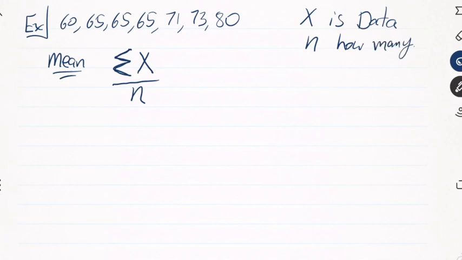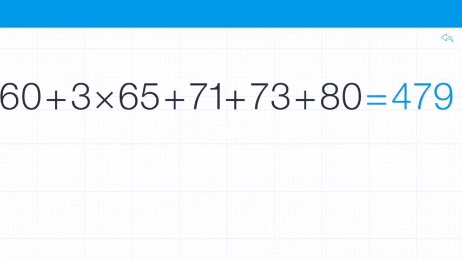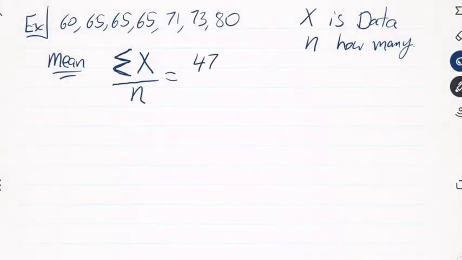Okay. So I just need to add up all these numbers. I wrote them all out because I couldn't keep them all in my head. So 60, and notice I did 3 times 65 instead of doing 65 plus 65 plus 65, which is fine, but this makes it a little shorter. Plus a 71, plus a 73, plus the 80, for a grand total of 479. So over here I'm going to write 479. And how many are there? There are 1, 2, 3, 4, 5, 6, 7 of them. So I'm going to divide by 7.